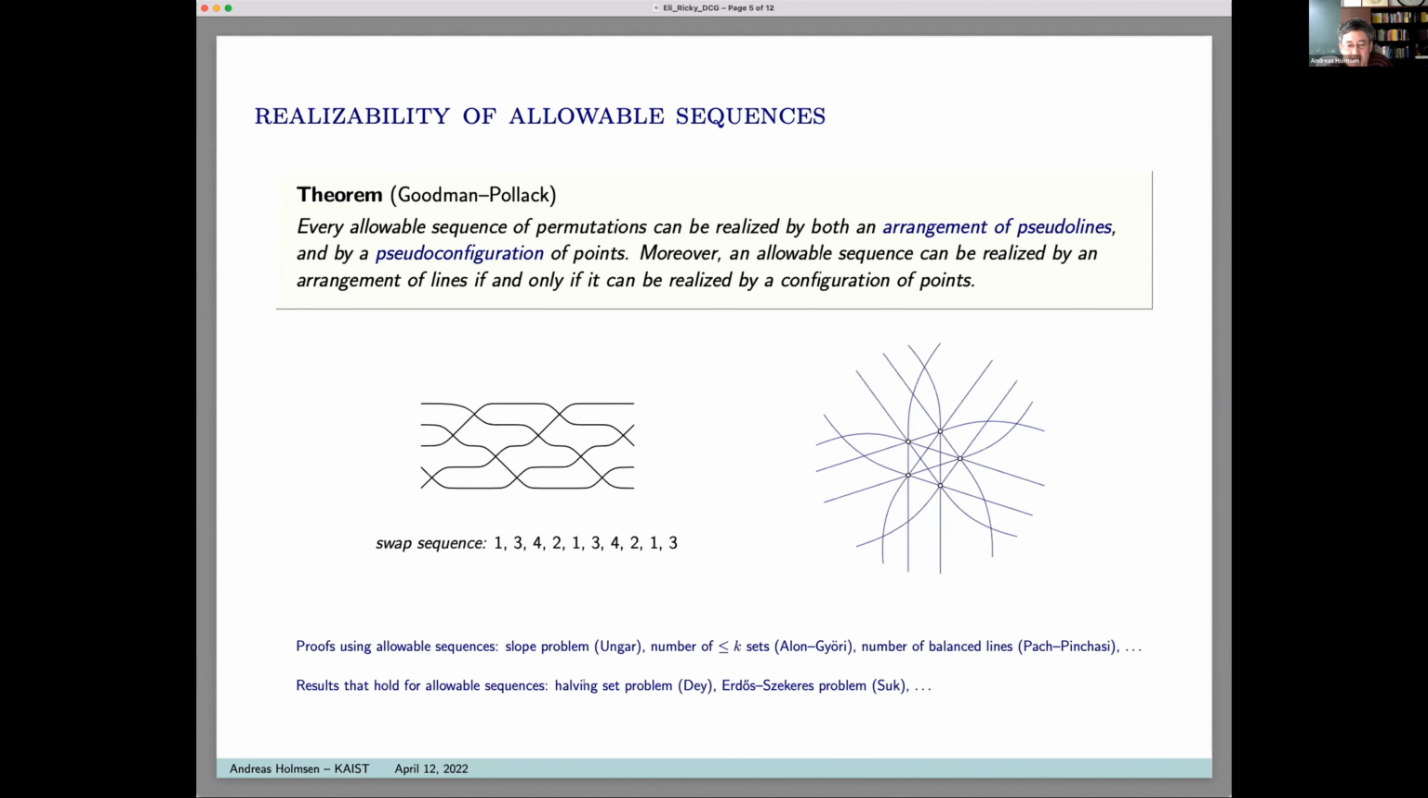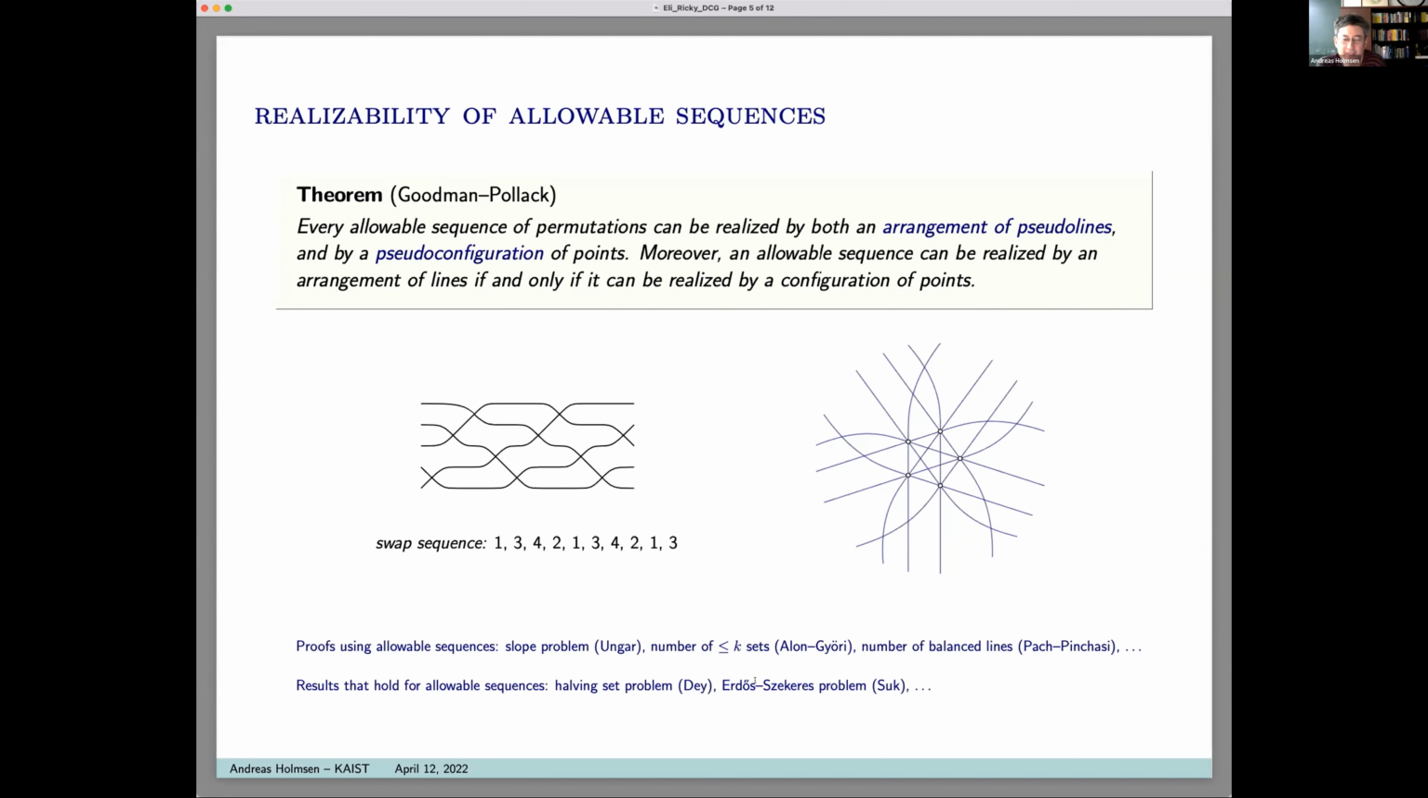Let me also mention some other problems. The halving set problem, where we know the best possible bounds, and Andrew's proof of the Erdős-Szekeres problem, at least the asymptotic proof. These were not proved using allowable sequences, as maybe Eli and Ricky's dream was, but later you can go through and really check that they hold for allowable sequences as well, right?